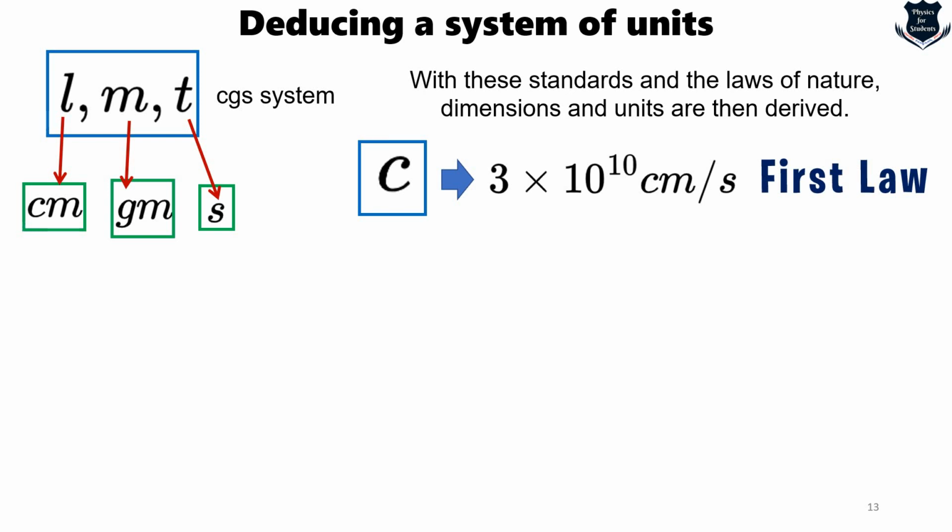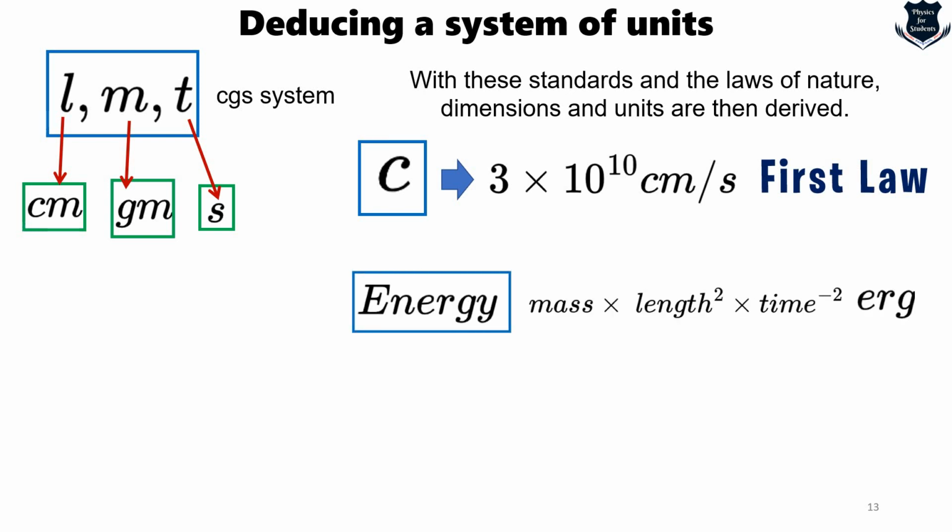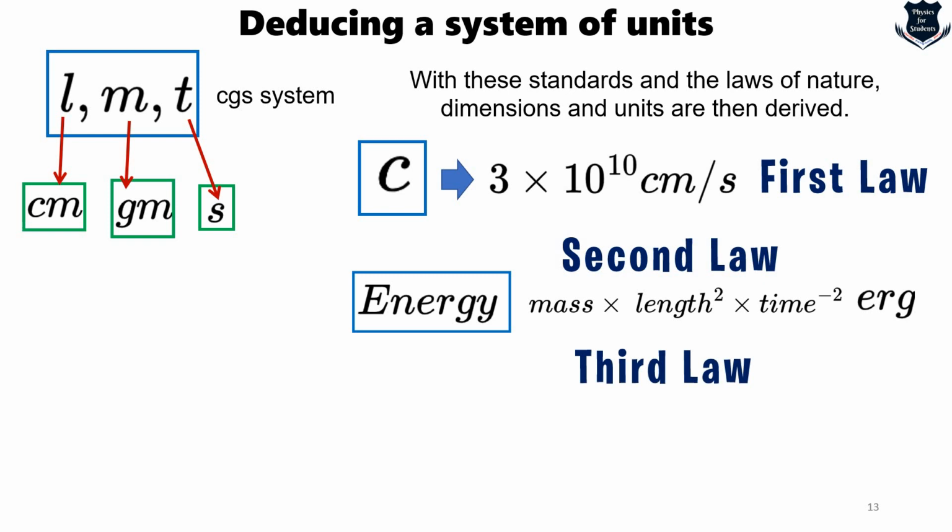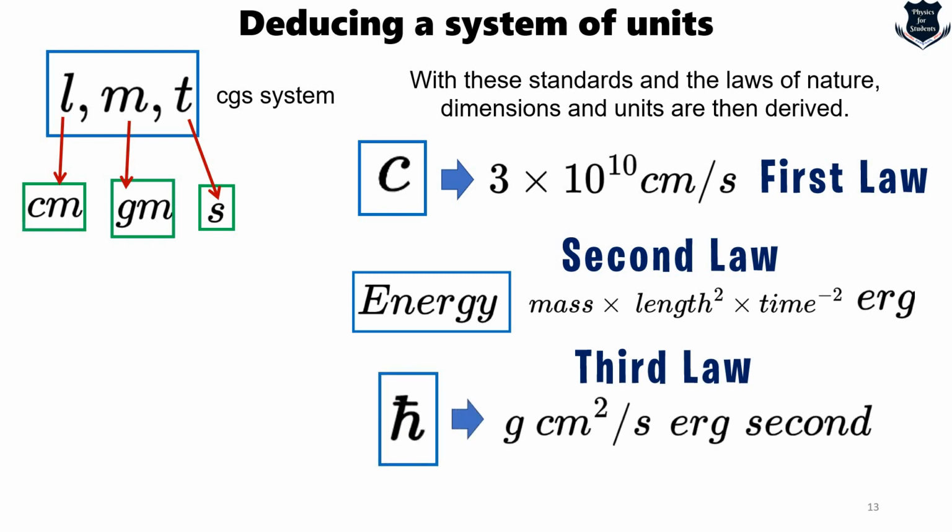From law number 2, the dimensions of energy are mass times length squared over time squared, and the units are g cm² per s², which we also call the erg, from where the word ergonomics comes. From the third law, we see that the reduced Planck's constant h-bar has dimensions of energy times time, and the units are g cm² per s, or for short erg s. Just like the speed of light, it can be measured by experiments, and it is found to be something like this in erg s.